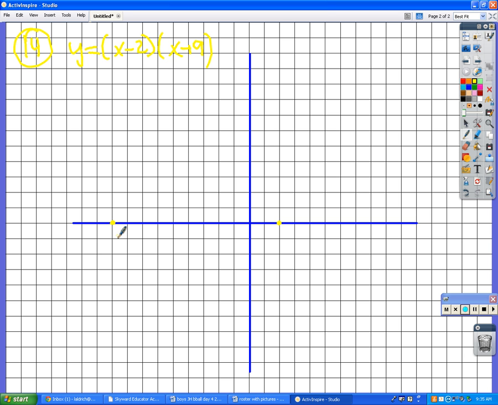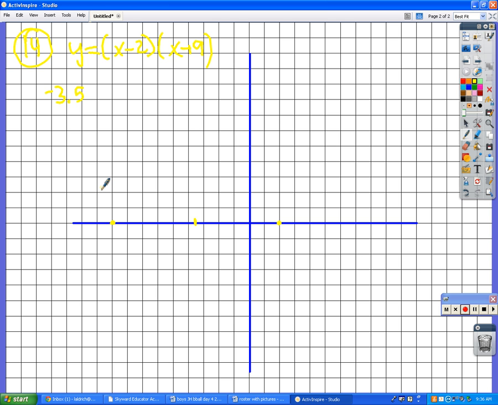Okay, so what point is right in the middle of 2 and -9? 1, 2, 3, 4, 5, 6, 7, 8, 9, 10, 11. So I'm going to have to go 1, 2, 3, 4, 5.5. So the vertex is going to be right there at -3.5. So if I can just plug in -3.5, then I'm going to know where the vertex is, and then I can finish my graph.